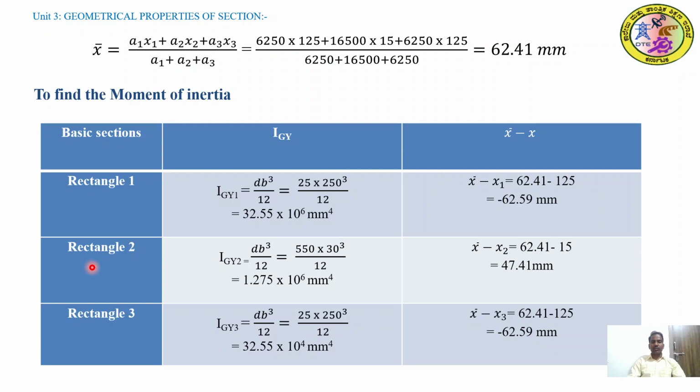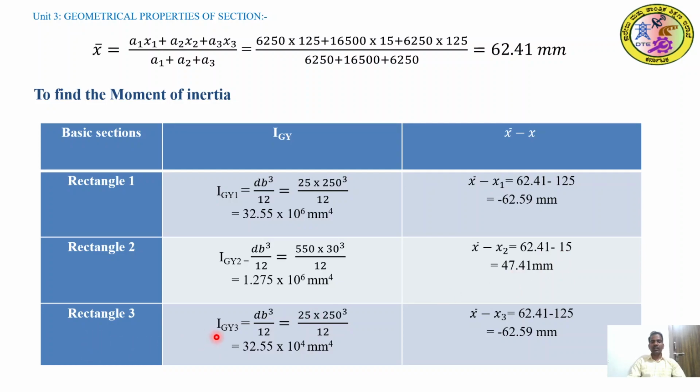In rectangle 2, moment of inertia of the second rectangle with respect to the y axis is db cube by 12. The depth of the second section is 550 and the width of the second section is 30 millimeter. So 550 into 30 cube by 12, it's 1.275 into 10 power 6 millimeter power 4. The centroidal distance of the whole section with respect to the second rectangle is 62.41 minus 15, which is 47.41.